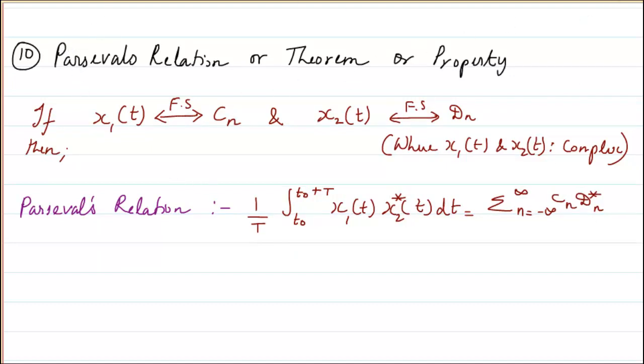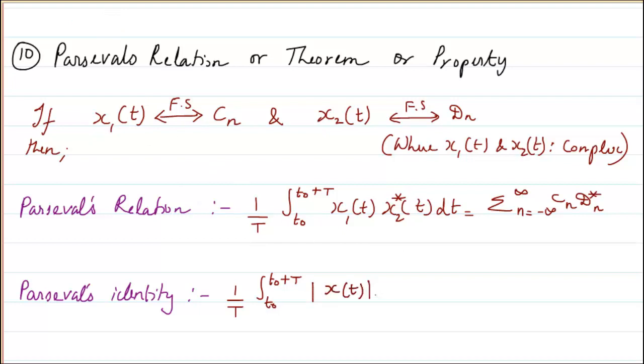And the Parseval's identity is, if you would consider x1 and x2 to be the same function, then this equation turns out to be 1 by T integral T naught to T naught plus capital T. x1 of t and x2 of t, both of them are same, and if you multiply their conjugate, it is as good as writing that it is the magnitude of x of t.